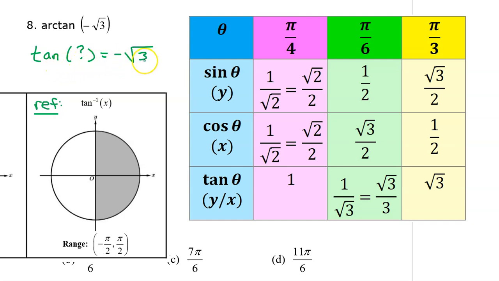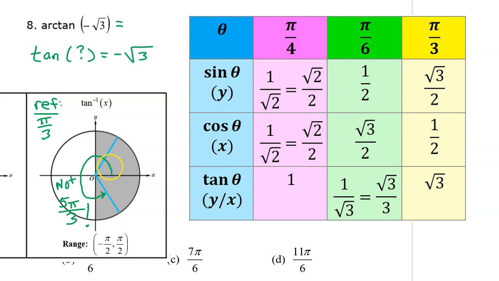To evaluate the arctangent of negative radical 3, you ask yourself the tangent of what angle is negative radical 3. Since the tangent of pi over 3 is positive radical 3, that tells us that the reference angle is pi over 3. These are the two angles within the restricted range for arctangent that have a reference angle of pi over 3. Since we want the tangent of the angle to equal negative radical 3, we will choose the angle in the fourth quadrant where the slope, and thus the tangent, is negative.